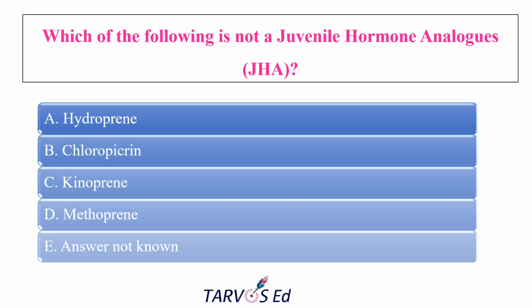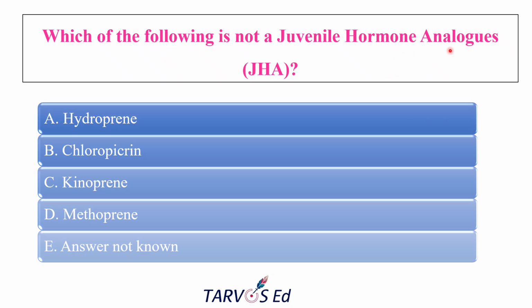The next question is, which of the following is not a juvenile hormone analog? What is a juvenile hormone analog? It is a synthetic chemical which mimics the juvenile hormone in insects. What is juvenile hormone? That hormone keeps the insects in the immature larval stage. It occurs during the immature stage. Analog means it mimics the juvenile hormone.